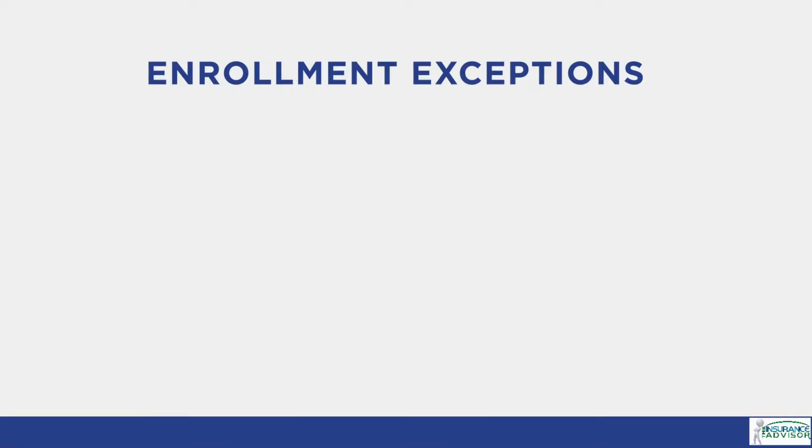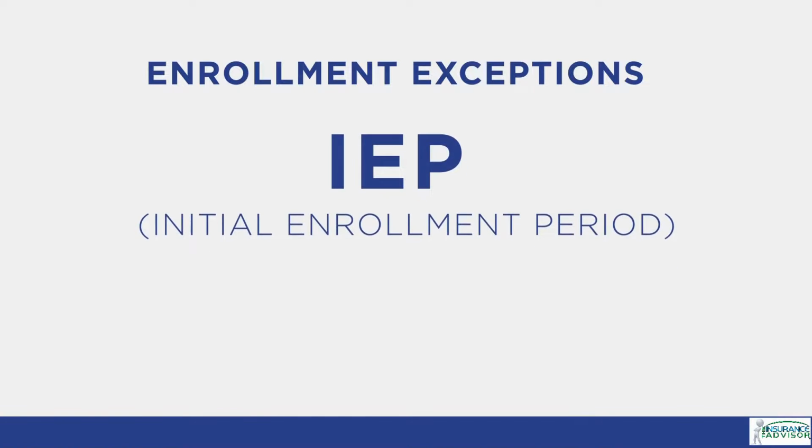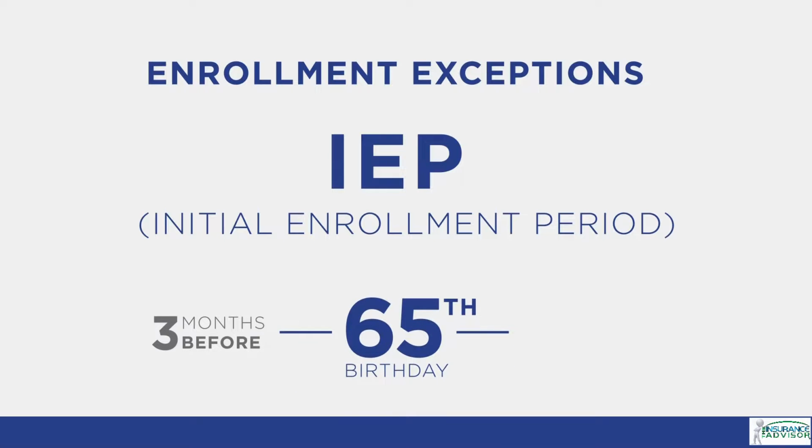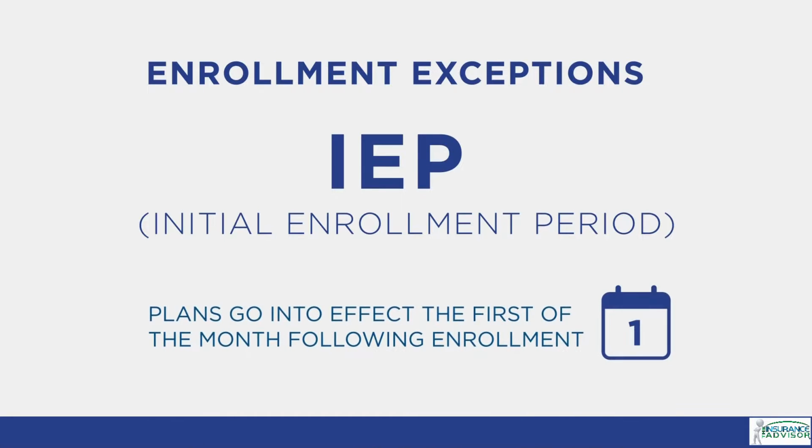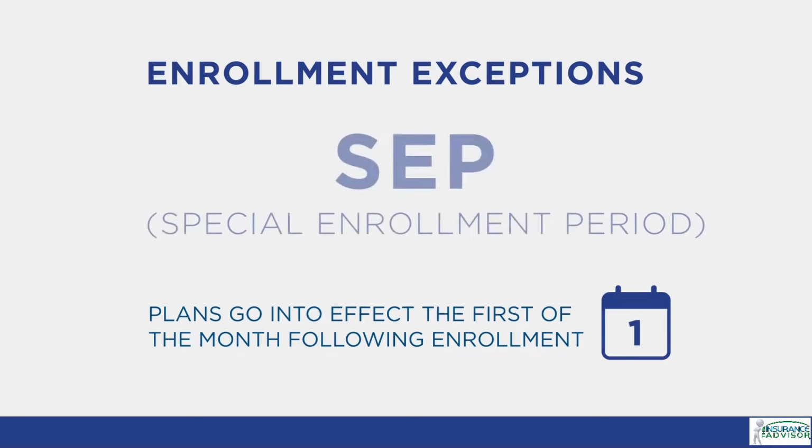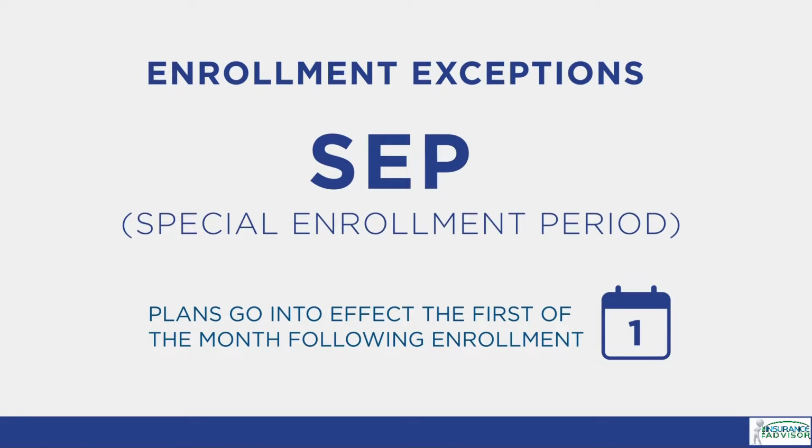For example, when you first become eligible for Medicare, you are entitled to an Initial Enrollment Period, or IEP, which is a 7-month window that starts 3 months before the month you turn 65, includes the month you turn 65, and ends 3 months after. Plans selected during IEP generally go into effect the first of the month following enrollment, or the first of the birthday month. There are also Special Enrollment Periods, or SEPs. SEPs allow you to enroll or switch plans due to special circumstances, and the effective date is generally the first of the month following enrollment.